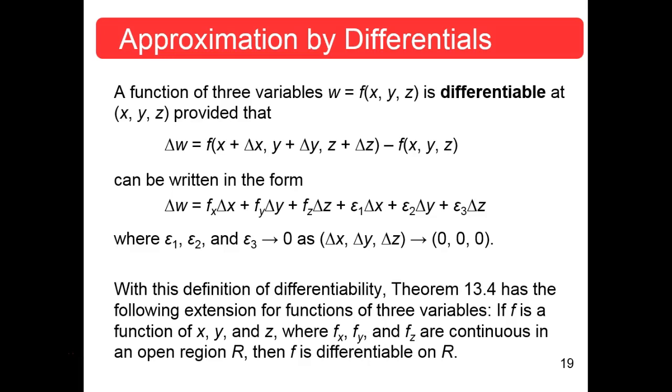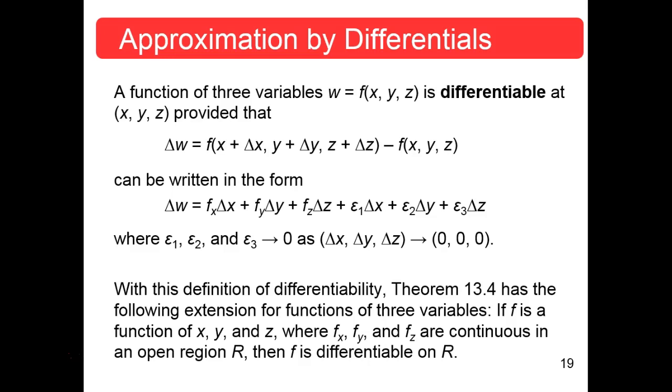w is equal to f of x, y, z, is differentiable at x, y, and z, provided that the change of w, f of x plus delta x, y plus delta y, z plus delta z, minus the value at the original point, can be written as this: delta w is partial of f with respect to x times delta x, plus partial of f with respect to y times delta y, plus partial of f with respect to z times delta z.